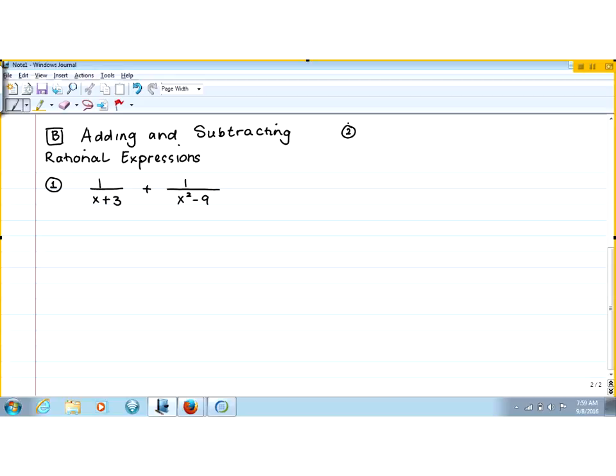And then number 2, maybe I'll just do number 2 here. 1 over x squared plus 3x plus 2 minus 1 over x squared minus 2x minus 3. So this is not an equation, this is an expression. So we have to find the LCD.